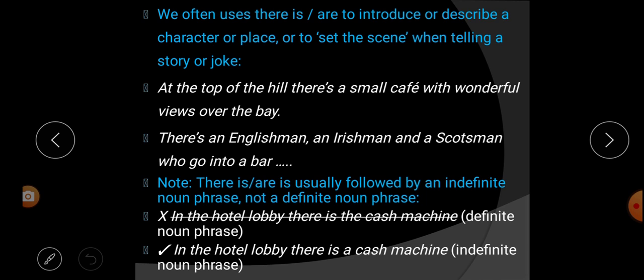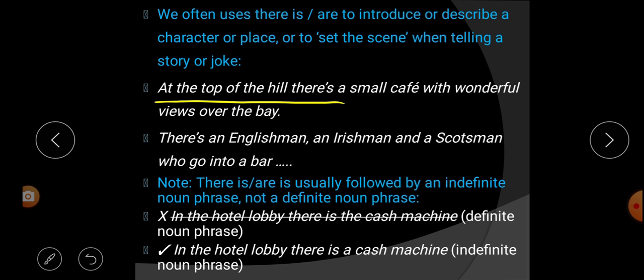Let me repeat once more. When we are telling a story or joke, to describe or introduce a character, place or the scene, we use introductory there. Let us look at some examples.